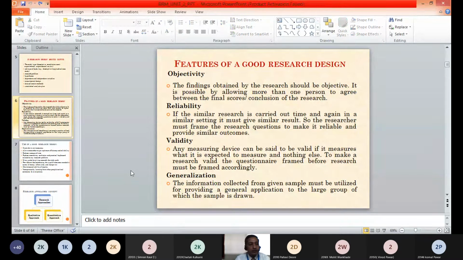So generalization means your research should be able to be generalized. In whatever research you are conducting, the results should be applicable to the large group of people also. It should represent the entire population. Whenever we conduct research, we may take a sample. We take a few samples, maybe 50 or 100 people, for study. We study the different aspects which we want to study on the basis of that sample.